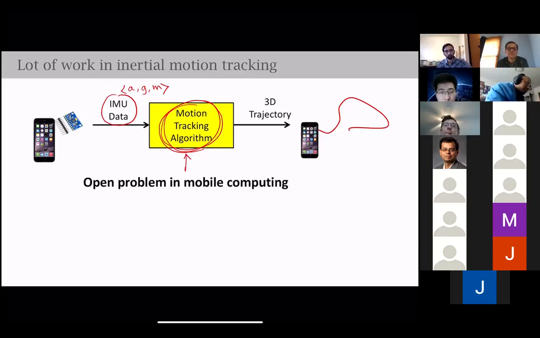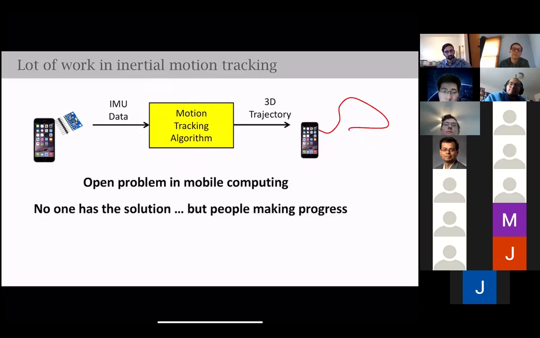Let me tell you, if you solve this problem, you will be very quickly a candidate for Nobel Prize. If you can precisely solve this trajectory of the IMU from the IMU data alone. Okay? So this is an open problem in mobile computing. No one has the solution. People are making progress. It's hard. Okay?